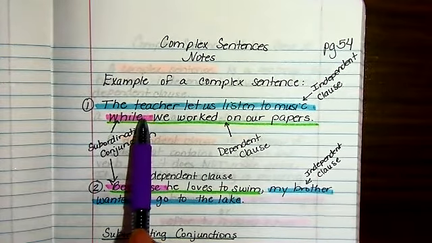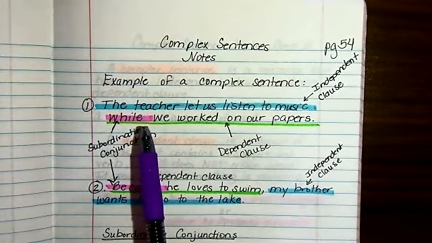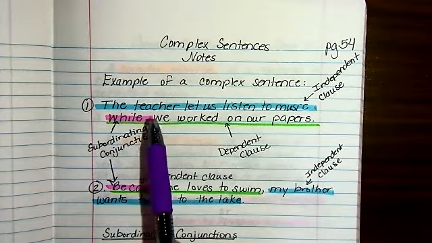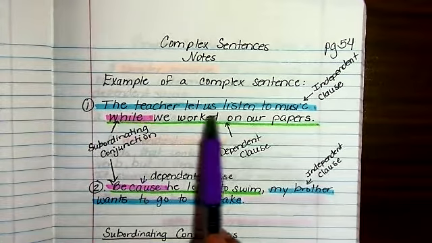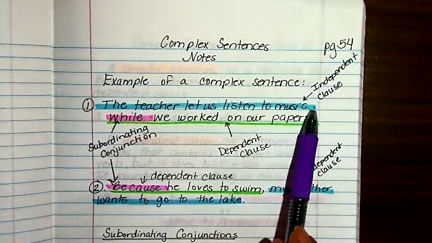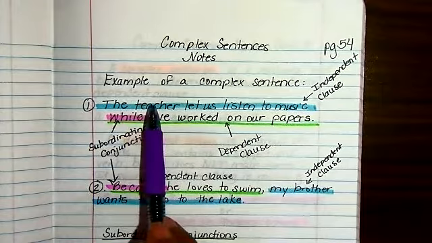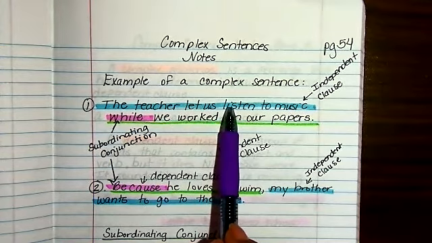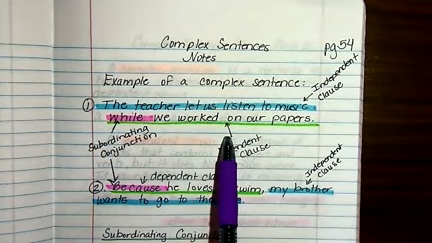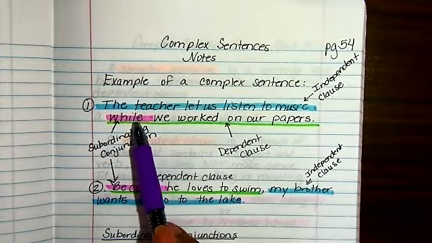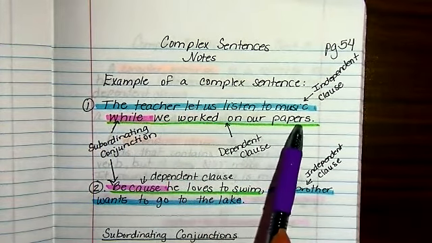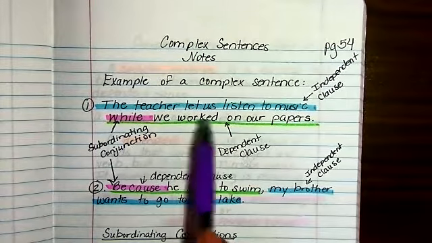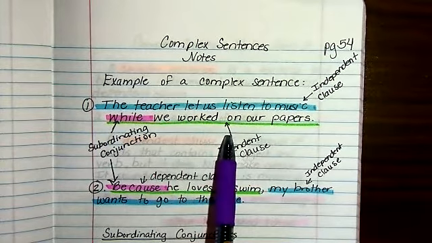A subordinating conjunction is kind of like the glue to put together an independent and dependent clause. What I highlighted in blue is an independent clause. An independent clause has a subject and a verb, and it makes sense. A dependent clause is what I underlined in green. While we worked on our papers, it has a subject and it has a verb, but it doesn't make sense.